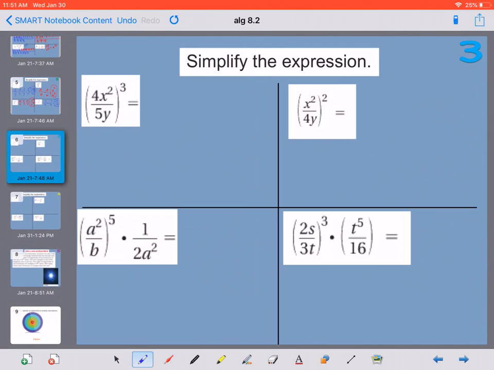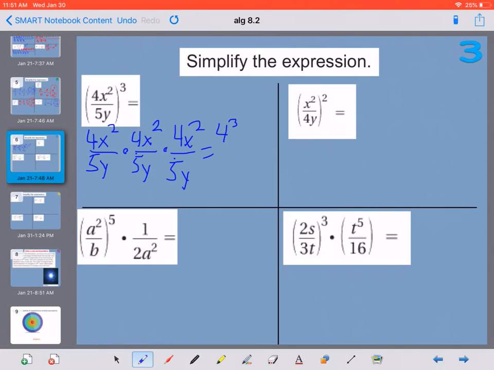Alright, if we're going on, here we get a little bit bigger. This is saying we have three groups of 4x squared over 5y. So if we write that out then, we have 4x squared over 5y times 4x squared over 5y times 4x squared over 5y. So what we're left with then is 4 times 4 times 4, which is 4 to the third, and x.